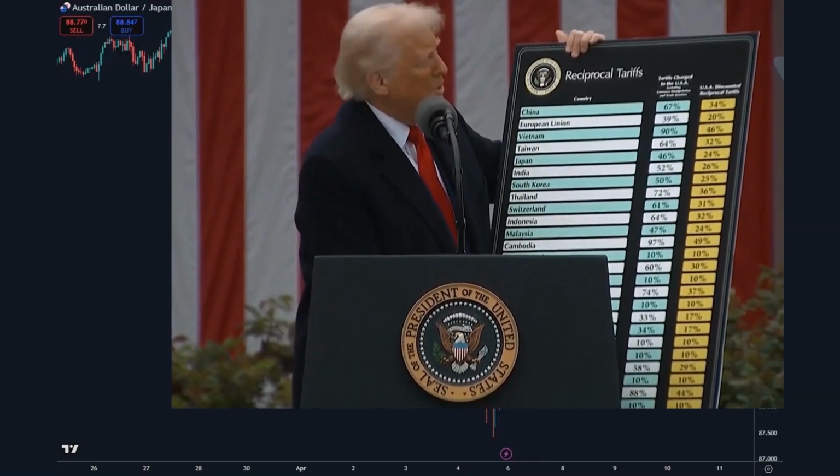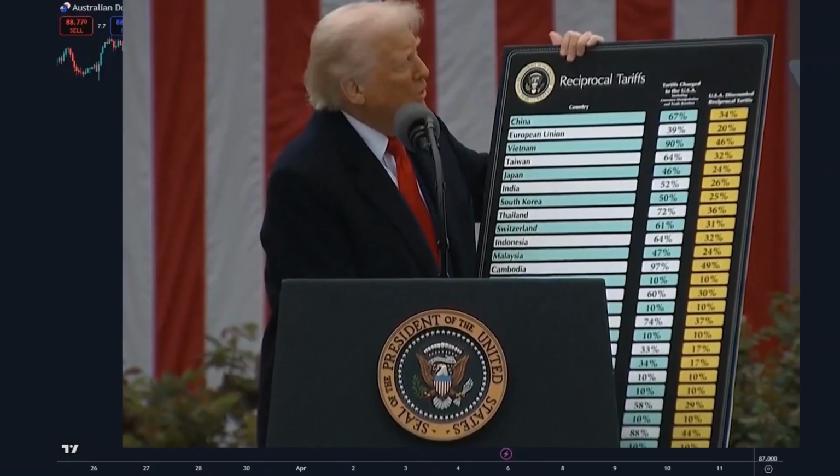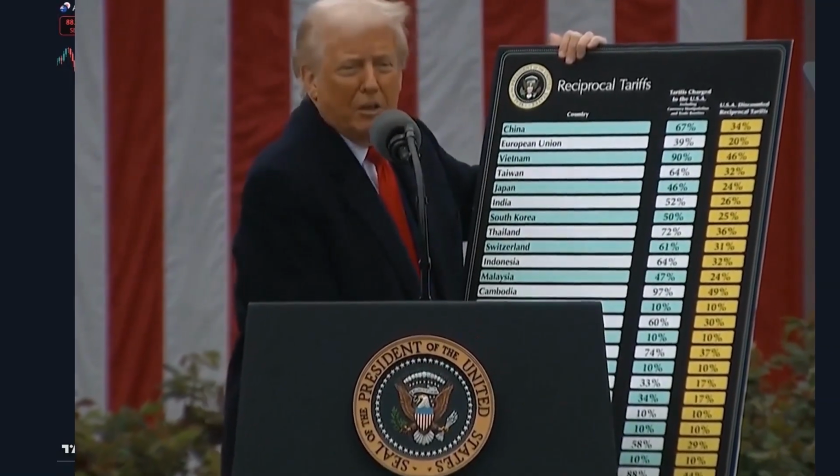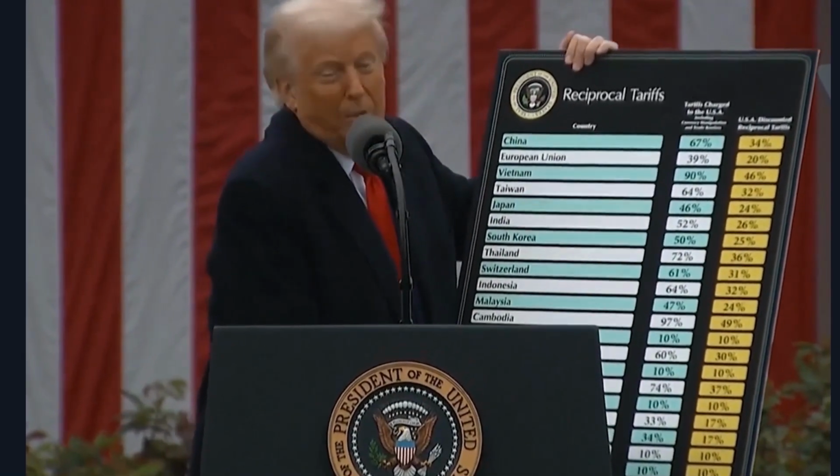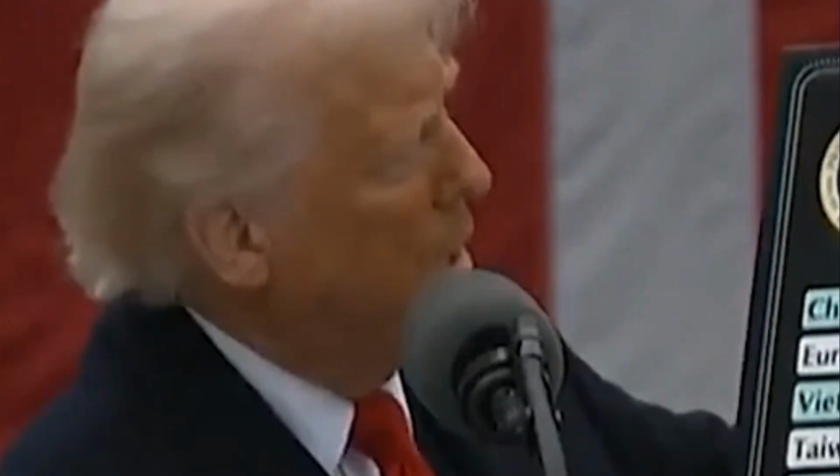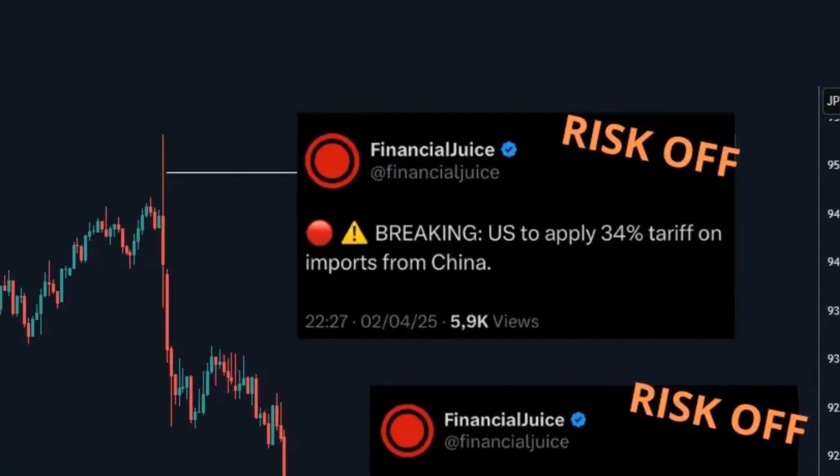So 67%, so we're going to be charging a discounted reciprocal tariff of 34%. I think, in other words, they charge us, we charge them less. So how can anybody be upset? That's the US throwing the first punch and China responding in style.